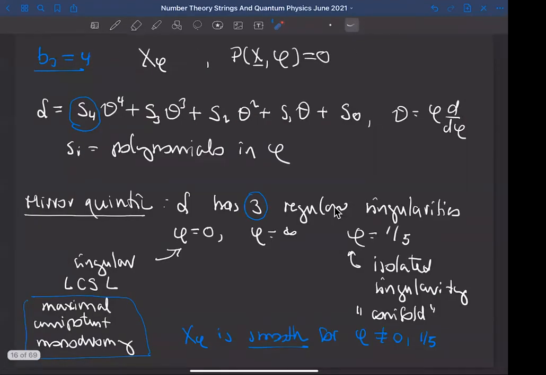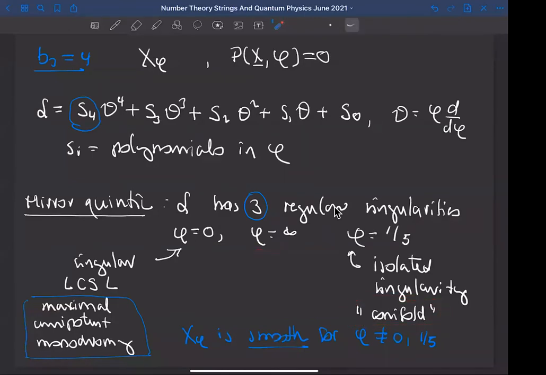As I said, in both cases b3 is four, and they satisfy a Picard-Fuchs equation of degree four, where the coefficients are polynomials in the parameter. The mirror quintic is a case called a hypergeometric example, where the differential equation has three regular singularities at zero, infinity, and 1/5. This case is a conifold singularity, an ordinary double point. And as you know, it has a number of applications in string theory.